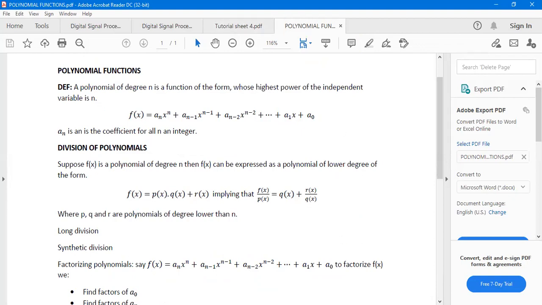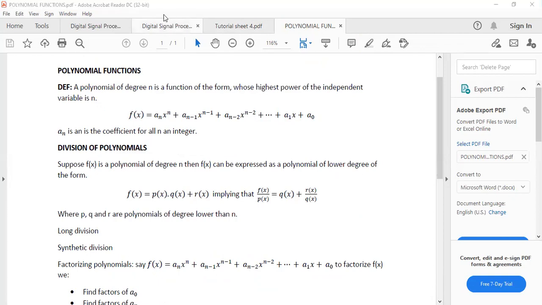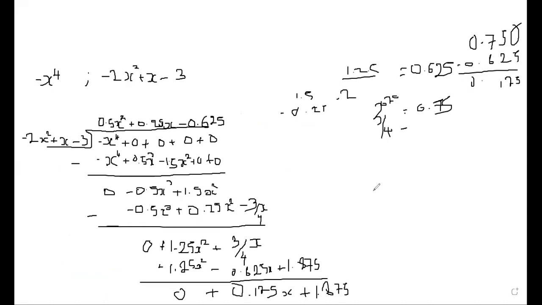Where is my whiteboard? I hope I haven't lost any boards there. Okay, the board still exists.